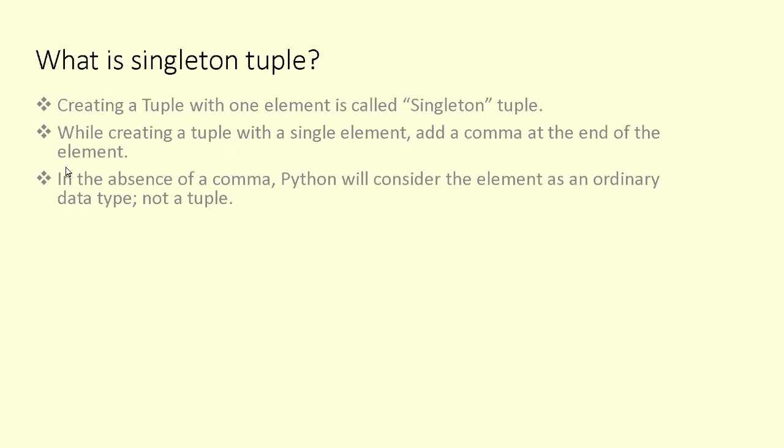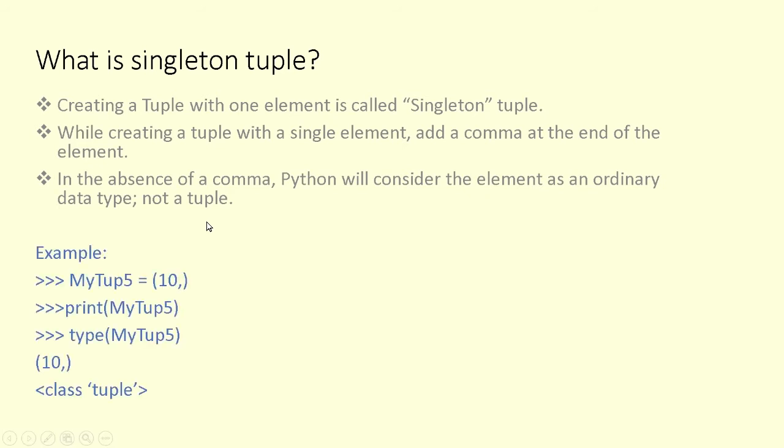While creating a tuple with a single element, add a comma at the end of the element. When you are creating it like that, you should definitely add a comma at the end. In the absence of a comma, Python will consider the element as an ordinary data type, not a tuple. So we have to specify a comma at the end. If you are missing that, then it won't be considered a tuple.